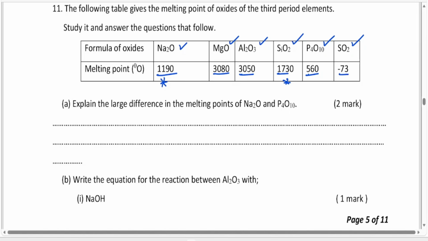Explain the large difference in the melting points of sodium oxide and phosphorus oxide. Why this difference? So we say sodium oxide has a giant ionic structure. We know metals have giant structures, and they also have metallic bonds. And when you look at the case of phosphorus oxide, they have simple molecular structures, and those bonds require very little energy to break.